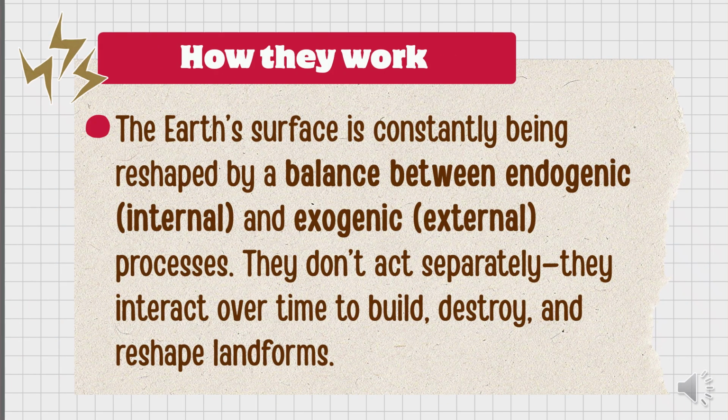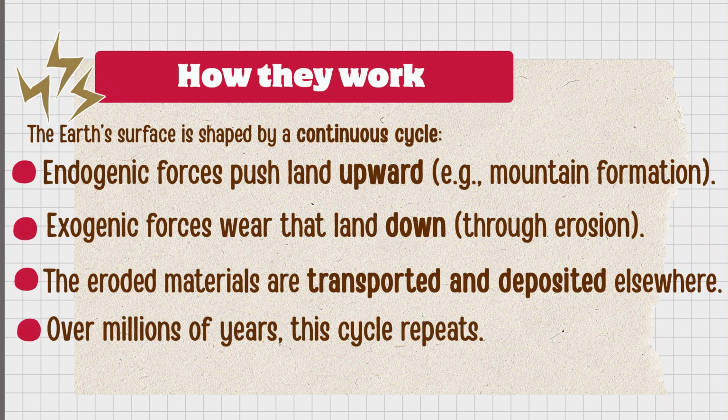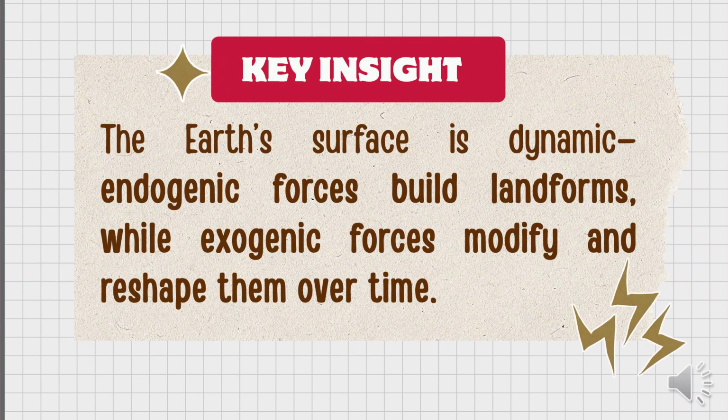The Earth's surface is constantly being reshaped by a balance between endogenic, internal, and exogenic, external, processes. They don't act separately. They interact over time to build, destroy, and reshape landforms. The Earth's surface is dynamic: endogenic forces build landforms, while exogenic forces modify and reshape them over time.